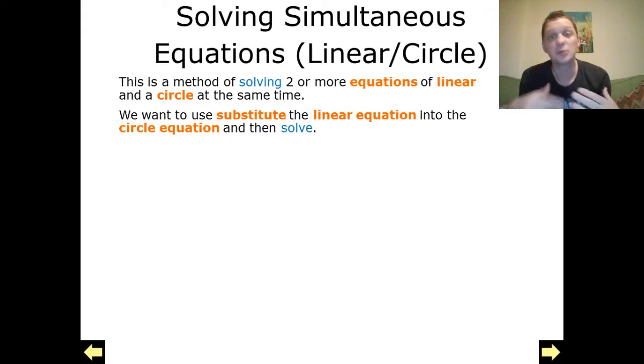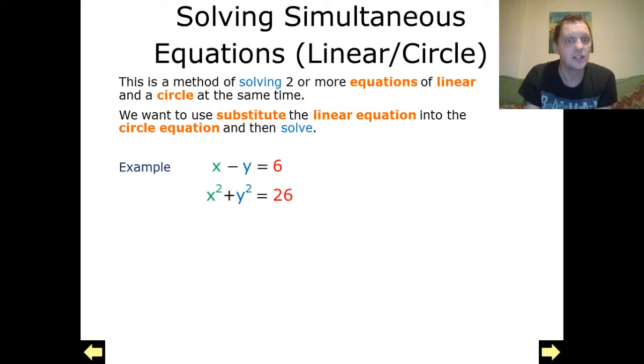And just same as what we did with quadratic equations, we are going to be looking to use substitution to solve this. So for our example, we've got x minus y equals 6, x squared plus y squared equals 26. Of course, this x squared plus y squared, that's the equation of a circle.